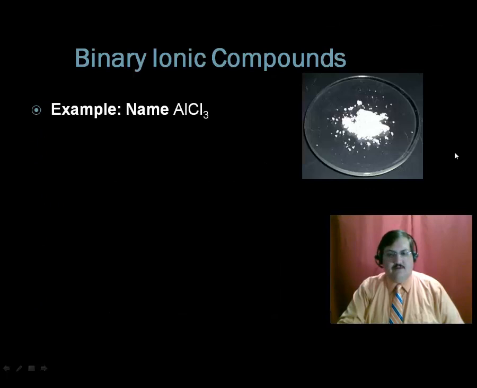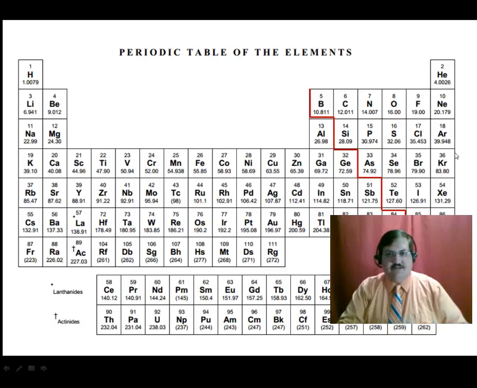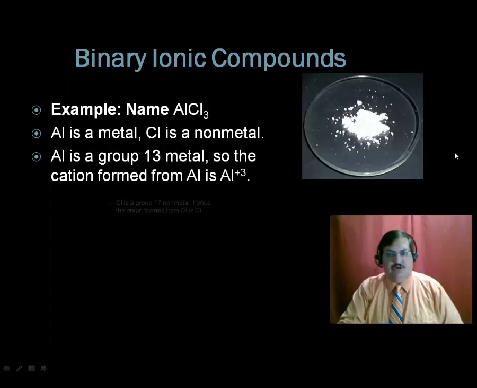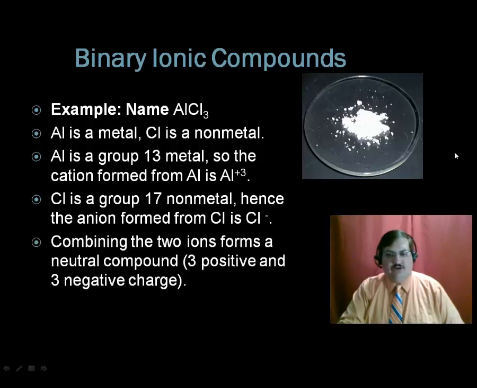Let's look at another one. We're going to have aluminum and chlorine again. Aluminum is a metal, chlorine's a nonmetal. Aluminum is a group 13 metal. It's going to be right on that other side of the transition metals, so it's going to form a +3 charge. Chlorine is going to be a nonmetal, hence it's going to form a negative charge, and seeing how it's that group 17 again, it's going to form a -1 charge.